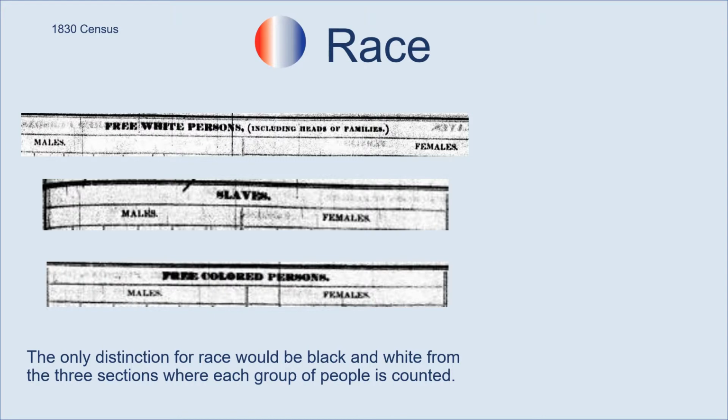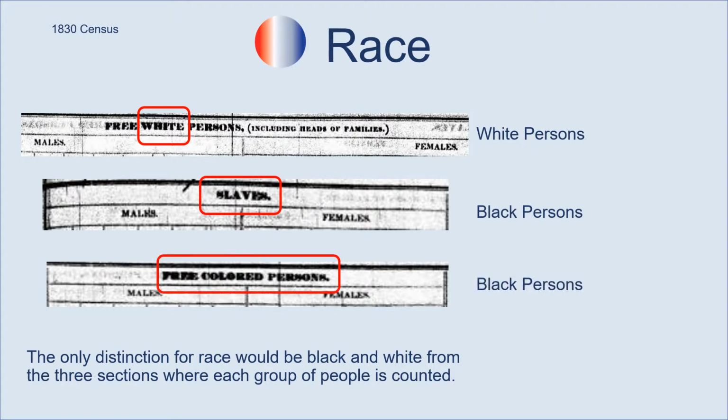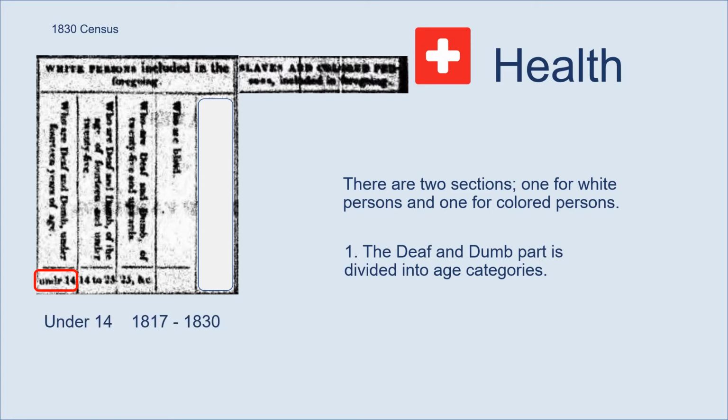Race. The only distinction for race would be black and white from the 3 sections where each group of people is counted: white persons, black persons, black persons. Health. There are 2 sections, one for the white persons and one for the colored persons. The deaf and dumb part is divided into age categories.